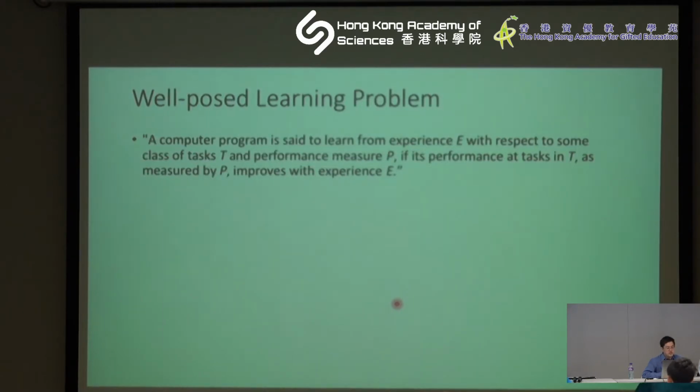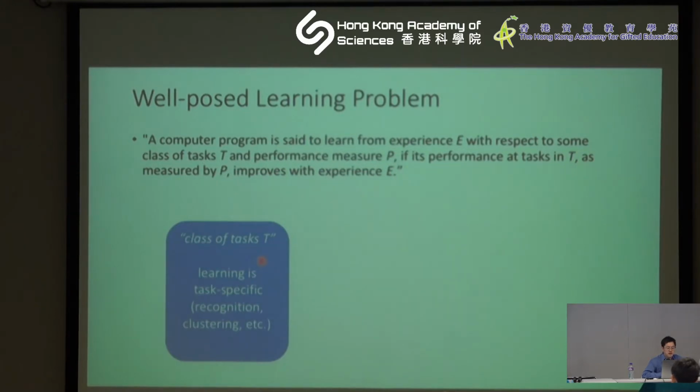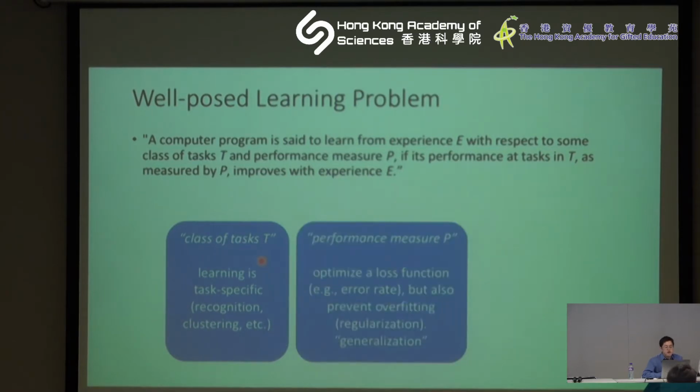So we can take a closer look. First of all, we have a class of tasks T. That means that machine learning is task specific. We want to teach a computer to do a certain thing, like recognize digits, recognize faces, recognize dogs. We're not interested in general AI. General AI with reasoning and all this stuff is not in the purview of machine learning. The second thing is we have a performance measure P.